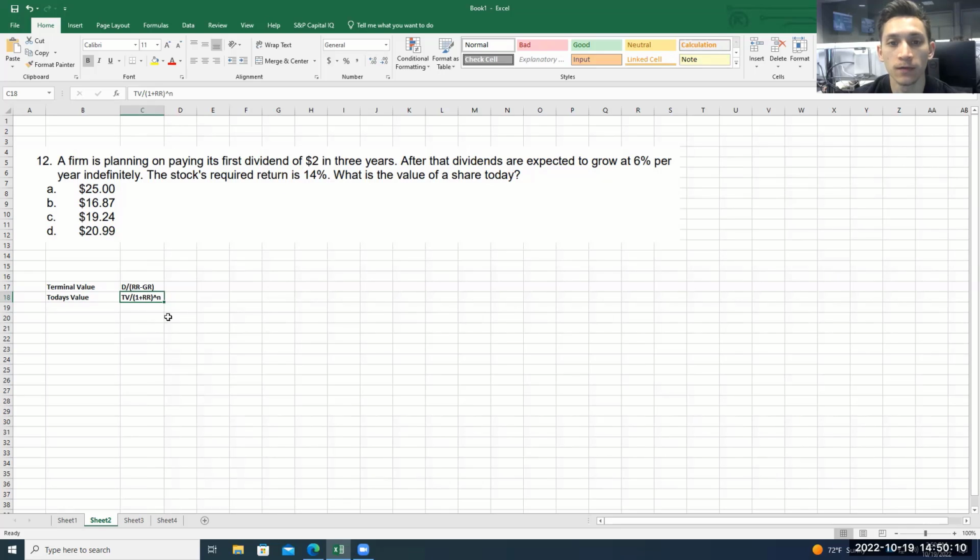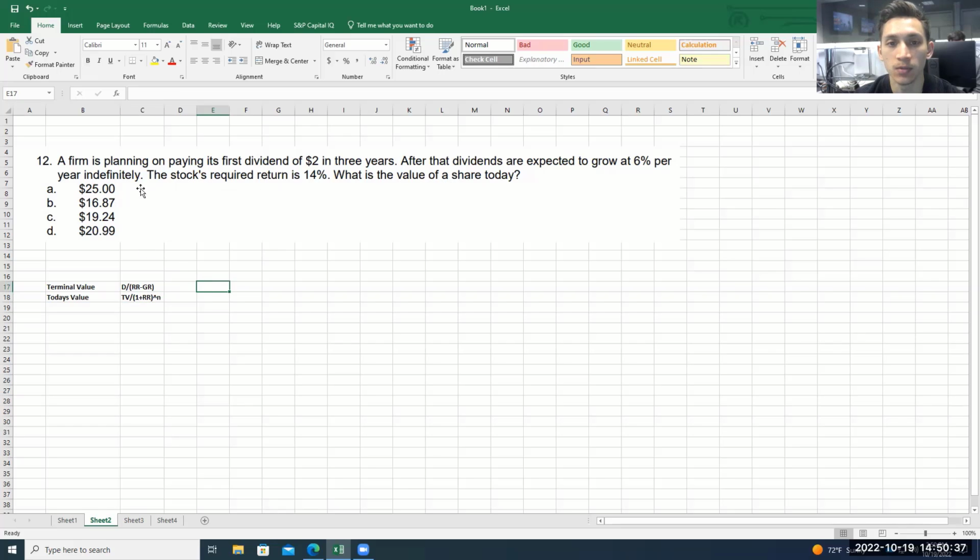Right, number 12. A firm is planning on paying its first dividend of $2 in 3 years. After that, dividends are expected to grow at 6% per year indefinitely. Stock's required return is 14%. What is the value of a share today? This one is similar to number 11, except we do have to find the terminal value and plug into a kind of similar equation to determine the value of the share today.